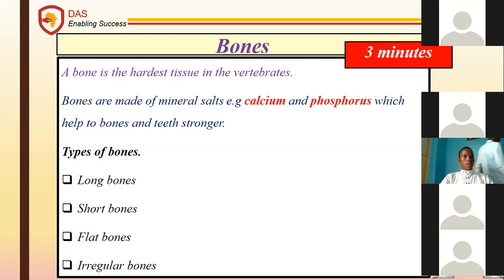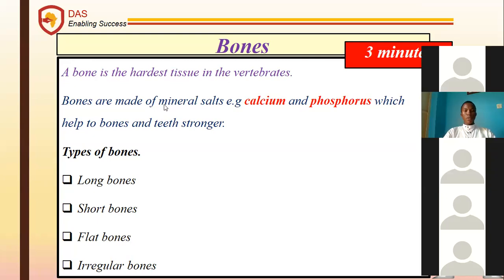Okay. Let me read from: bones are made up of mineral salts, that is the calcium and phosphorus. They'll ask you to give mineral salts which are found in bones. Number one, we have calcium, and number two, we have phosphorus. Those two mineral salts help our bones to be strong.